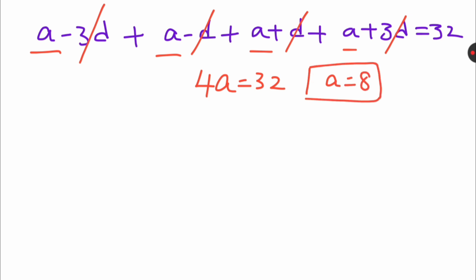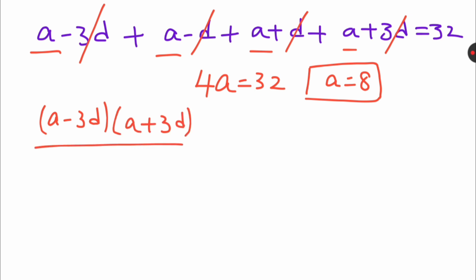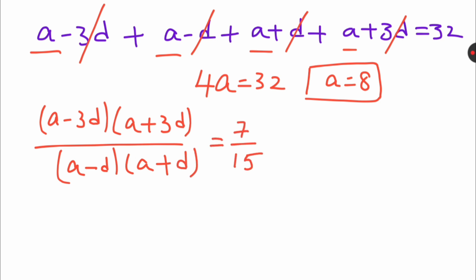They said the ratio of the product of the first and last terms to the product of the two middle terms is 7 over 15. So the first and last term product, a minus 3d times a plus 3d, over the product of the two middle terms, a minus d times a plus d, is 7 over 15. Now observe the terms. In the numerator we have a minus 3d, a plus 3d. So it is in the form of a minus b times a plus b. The formula is a square minus b square. So you have to apply that formula here.